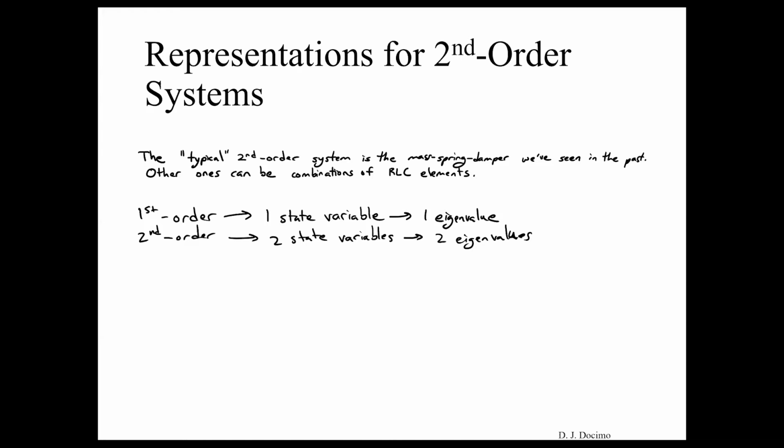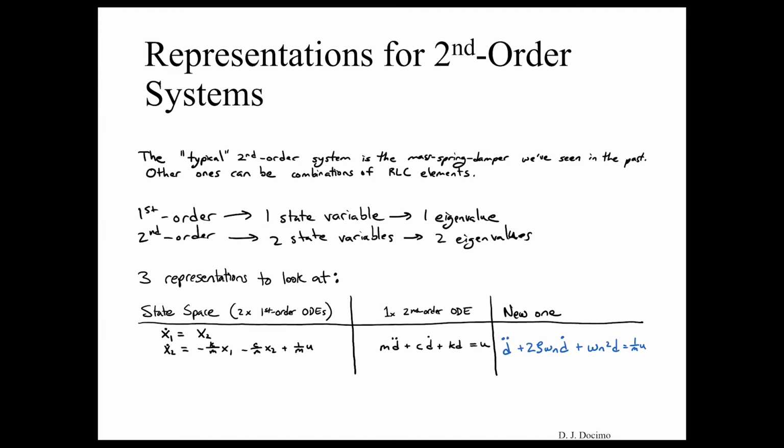First order would have one state variable, so one eigenvalue. Second order would have two state variables, so two eigenvalues. And we have three representations to look at in this class. We have state space, which is two first order ODEs. So x1 dot is equal to x2, x2 dot is equal to our typical negative k over m times x1 minus c over m times x2 plus 1 over m times u.